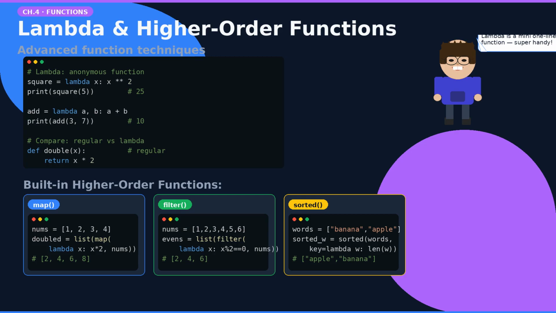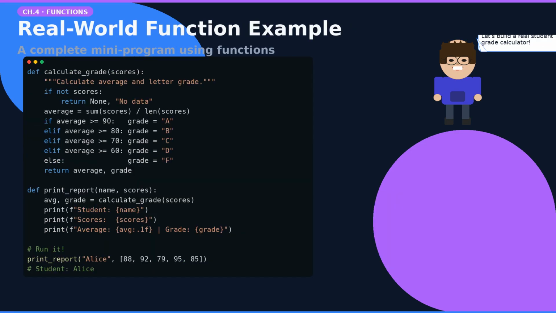In this code demo, you can see the full grade calculator running. The functions are defined at the top: def get_grade and def student_report. Notice the docstrings in triple quotes. Always add these to explain what your function does.